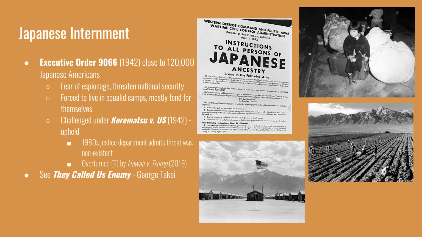In the 1980s, after investigations by the Justice Department, the U.S. government admitted that they overplayed the threat that Japanese Americans actually posed. There was no threat to national security by allowing them to continue to live their lives. Thus, those who experienced internment were given some monetary compensation in the 1980s. However, the court case was not overturned.